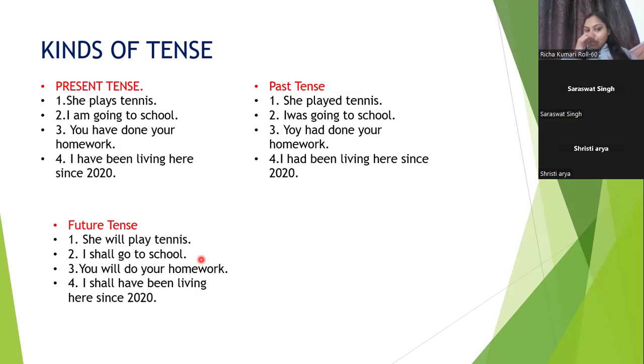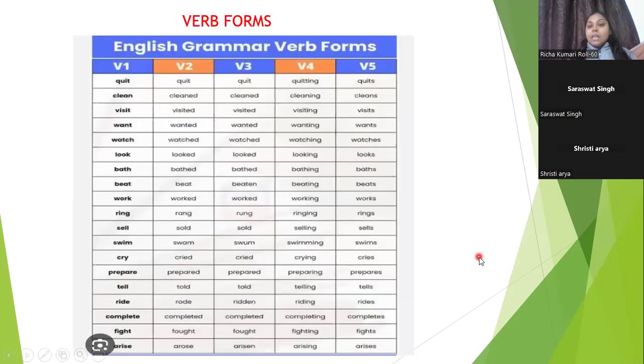Okay. I shall have been living here since 2020. Sorry, it cannot be 2020, since 2020. Okay, I shall have been living here. मैं यहाँ रहूंगा कभी फ्यूचर में, right? मैं यहाँ रहूंगा.